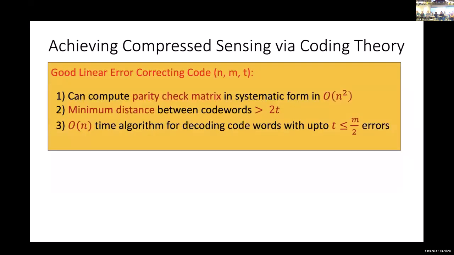Okay. So what does it mean to be a good code? It's very simple. I can compute the parity check matrix in systematic form in quadratic time. Think of this as a random matrix. We can do this even faster. The minimum distance between code words is at most qt. I'll need this for my error correction. And there's a linear time algorithm for decoding my code words with up to m over 2 errors.